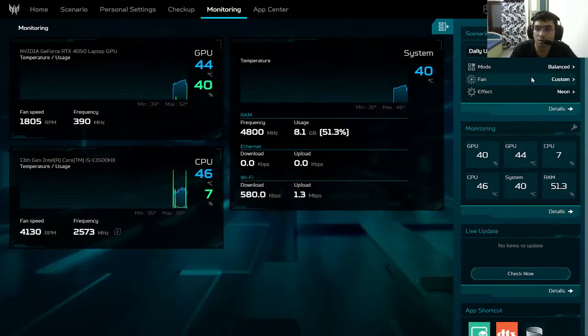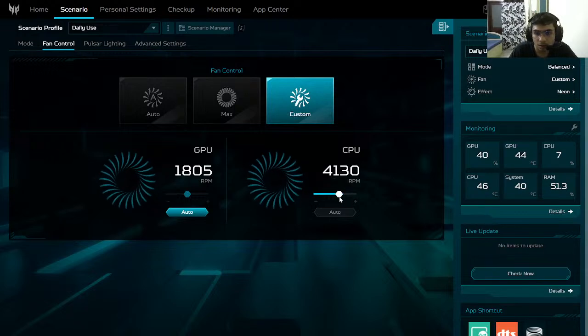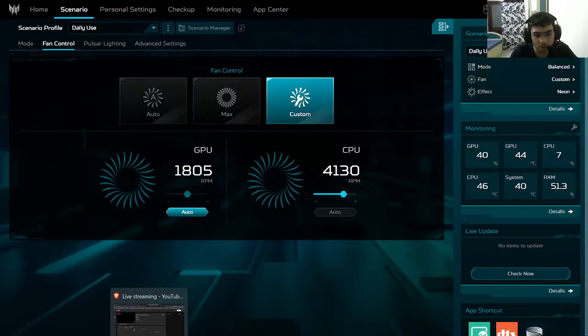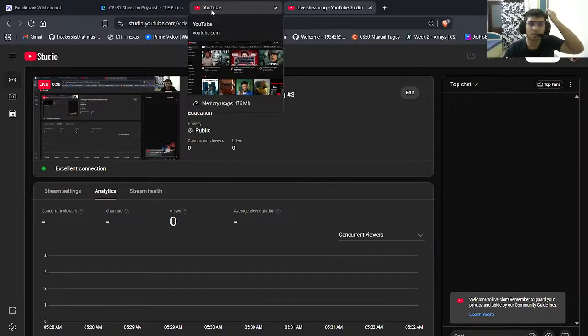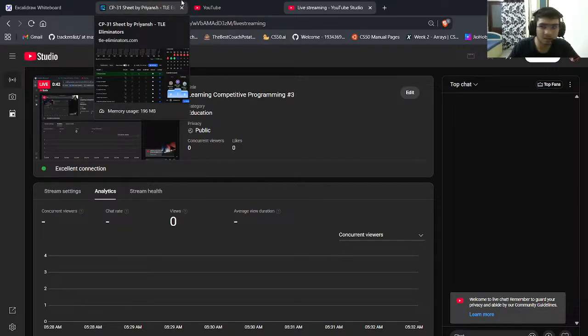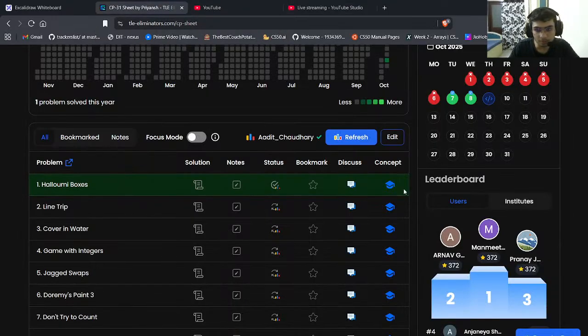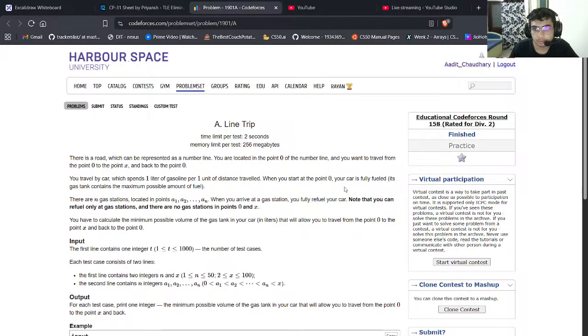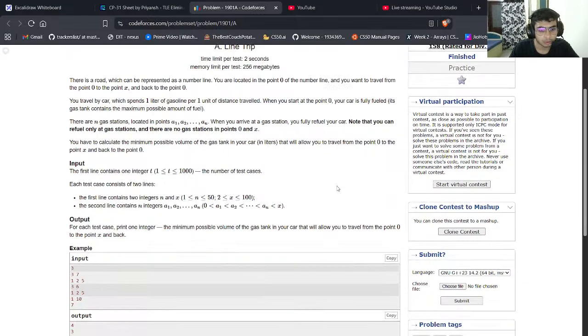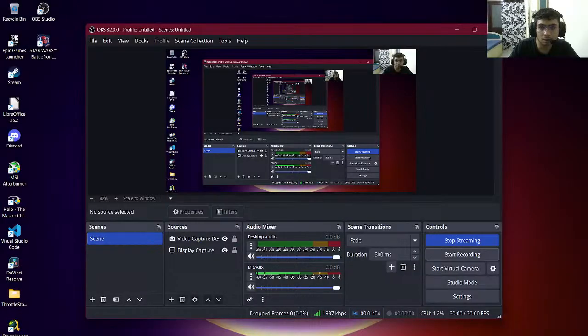Let me just increase the fan rate so that the CPU does not get too hot. GPU is fine, I think. It still remains under 70 degrees, or at max 70 to 75, and I think that's fine for a GPU. Okay, let me just open VS Code.